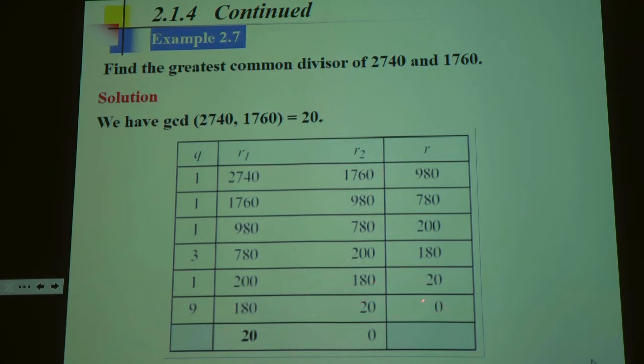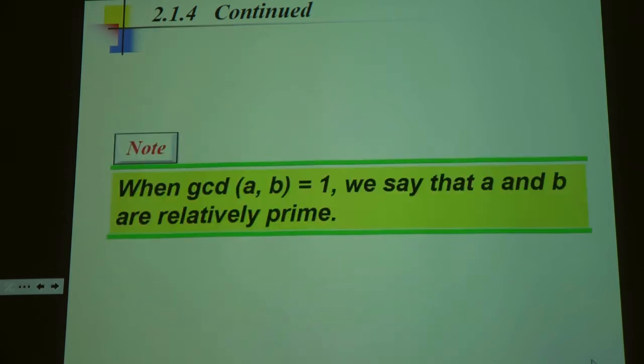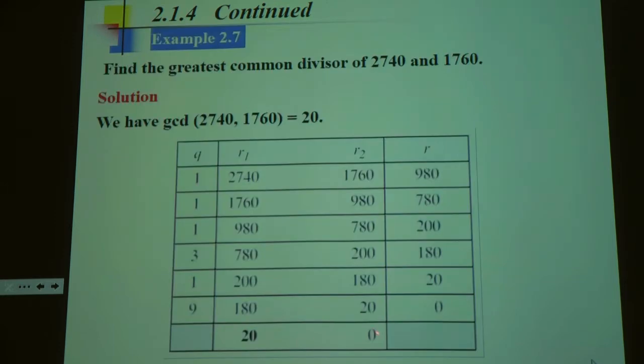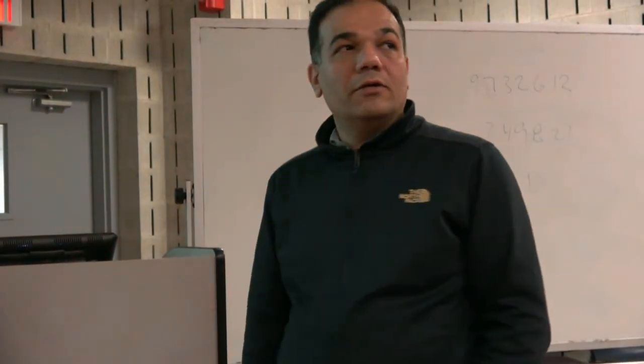Okay, how much is the remainder? 0. We keep the process until the remainder is 0. So we come to 0. So now R1 is what? The greatest common divisor. Greatest common divisor. Alright?